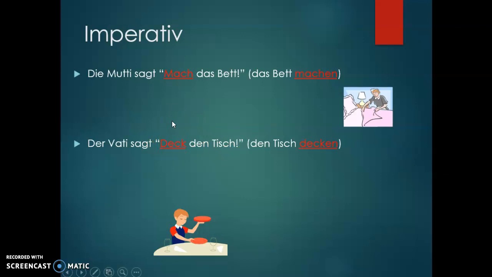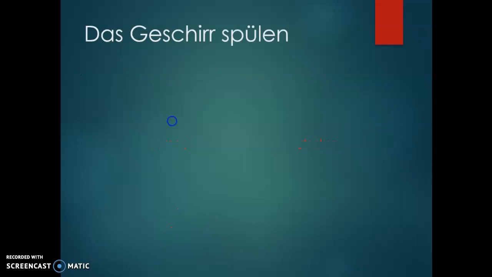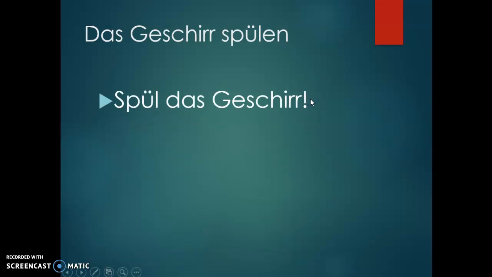Now, I want you to give it a try. So apply that rule. Put your verb first, take off the en, and that's your command form. So, what would the du form command be for das Geschirr spülen? So, if we find our verb, spülen, we put that at the front, take off the en, that gives us our command, spül das Geschirr. Okay, wash the dishes.